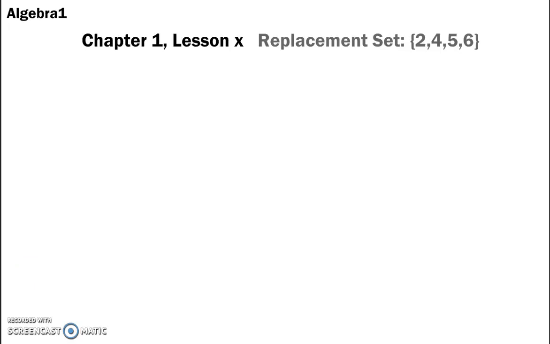All right. Welcome back to a quick review. Algebra 1, Chapter 1, Lesson X. Our replacement set here is 2, 4, 5, and 6. We are going to start with 1-2. That is the order of operations. There are a couple things I wanted to review here.